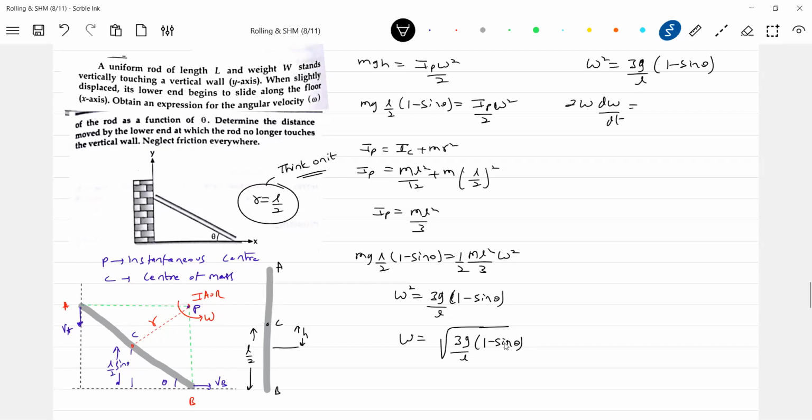d omega by dt. 3g by L, minus 3g by L cos theta d theta. d theta by dt is what? Omega.